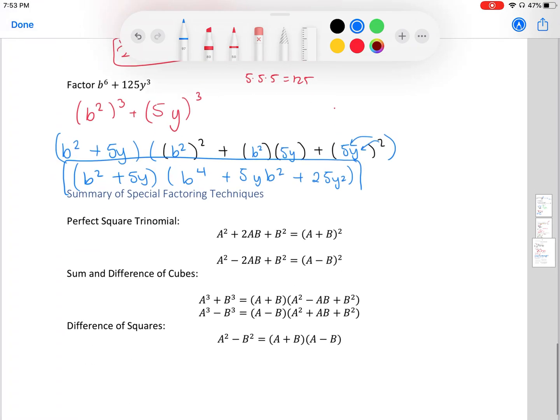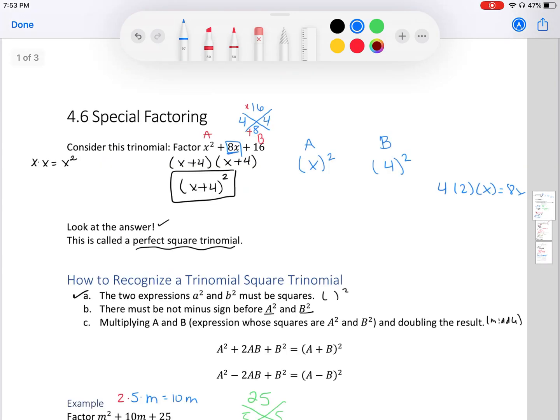Now, here's a summary of all the special factoring techniques we learned in this section. This was section 4.6. Thank you.